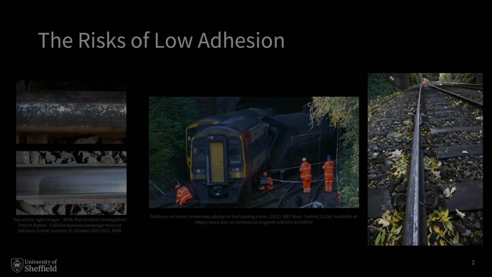Here you can see the extent of the contamination as well as how much leaf fall there was around the track. This is an extreme example, but it's just one of hundreds of signals passed at danger, station overruns, and slides that happen every year on the UK rail network due to low adhesion.